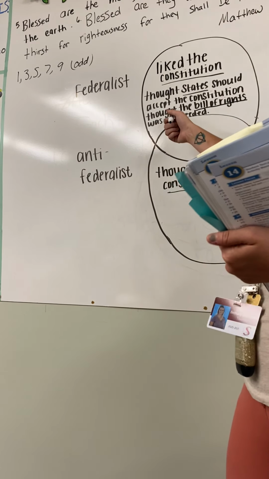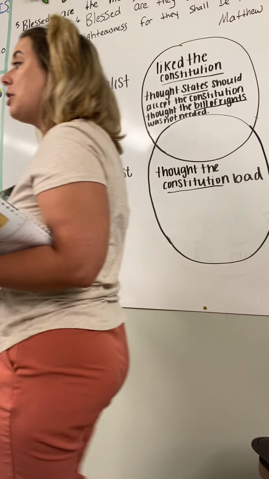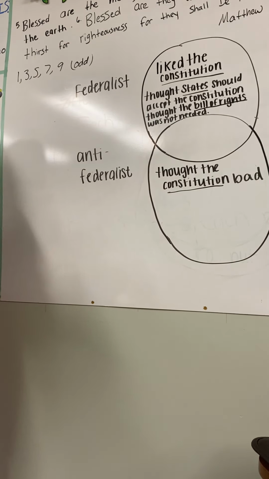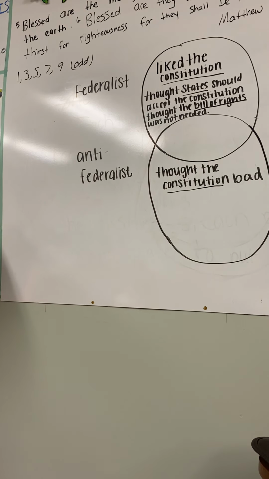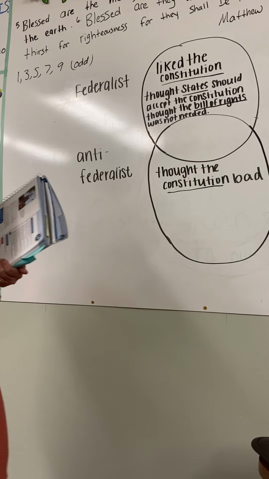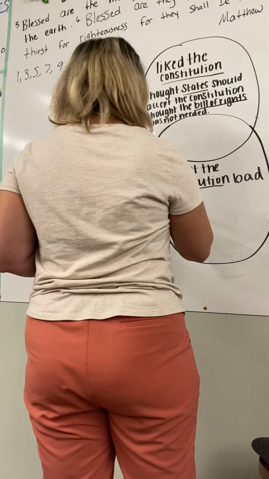So guys, look up here real fast. The Federalists thought the Bill of Rights wasn't needed. The Anti-Federalists wanted to make sure that they were protected. They wanted a Bill of Rights to make sure that all of their freedoms and their liberties weren't getting stripped away. So in your bottom circle for your Anti-Federalists, they wanted a Bill of Rights to protect their freedom.